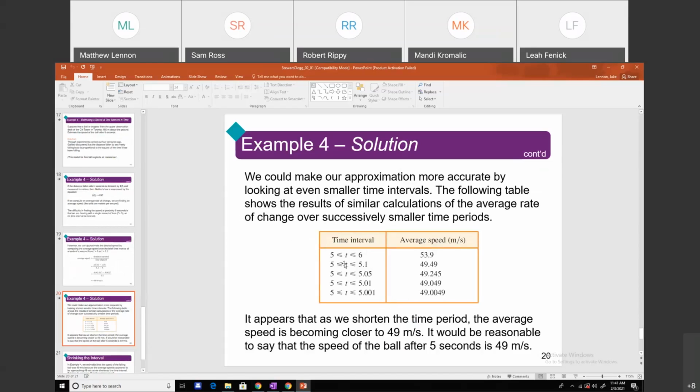And then they do it over a bunch of smaller and smaller intervals. And you can see it's less accurate going from 5 to 6, but eventually it looks like they converge as we get smaller and smaller along the interval to about 49. So if you ran this experiment a bunch of times, and again, this would be easy to compute on Excel, the actual speed would be more like 49 meters per second.